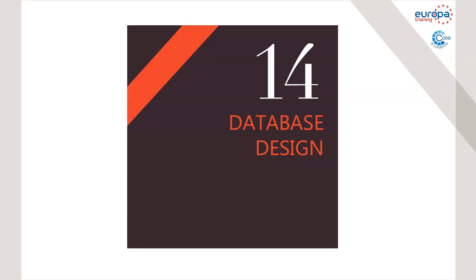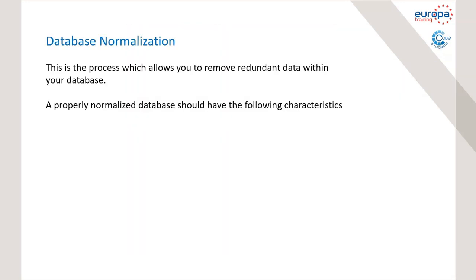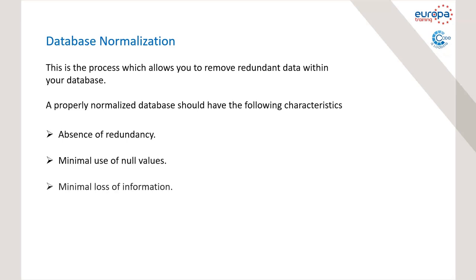At some point within your coding career, you're going to need to use databases, whether that's inserting data into databases or removing or taking data from databases and analyzing it. It's called database normalization, and this is the process which allows you to remove redundant data within a database. A properly normalized database should have the following characteristics: absence of redundancy, minimal use of null values, minimal loss of information. The key thing here is item number one, absence of redundancy, or the reduction of duplication.